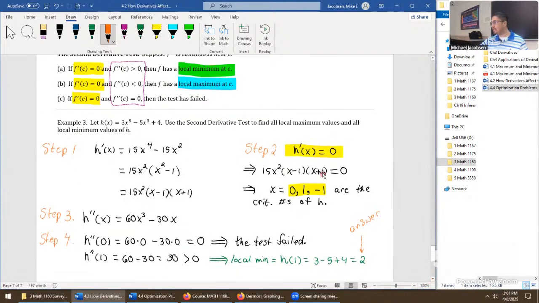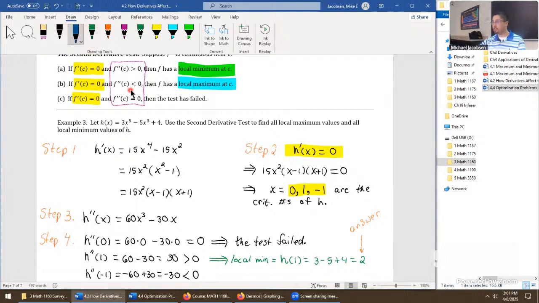Then we just redo this at the last critical number, negative 1. Grab negative 1, drop it into the second derivative right over here. Plugging a negative 1 in, x cubed just gives us negative 1. So this will be negative 60. Negative 1 here will give us plus 30. Equals a negative 30. So now second derivative is negative at negative 1.